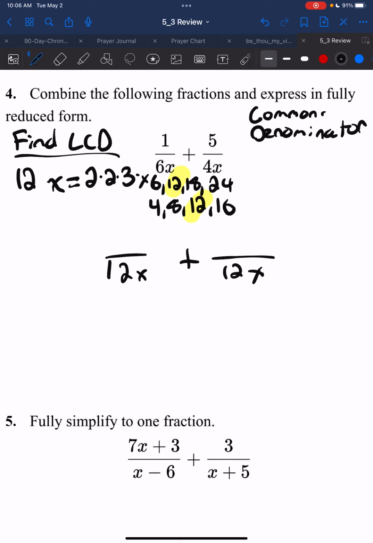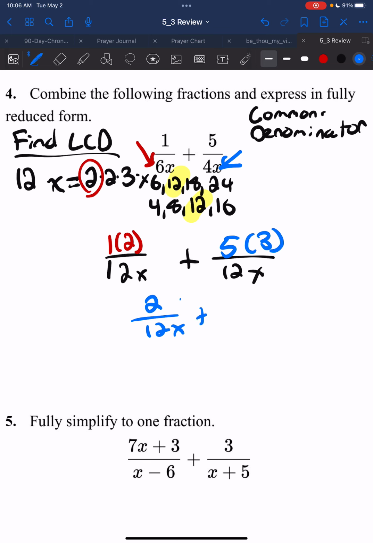And now, when I look here in red, 6x, what do I need to multiply 6x by to get to 12x? Well, it's missing one of the 2's here, okay? So I multiply the bottom by 2, so I'm going to multiply the top by 2, okay? And then for the blue, what's 4x missing? How do I go from 4x to 12x? Well, I'm going to multiply by 3, so I'm going to have 5 times 3. And it's going to give me 2 over 12x plus 15 over 12x.